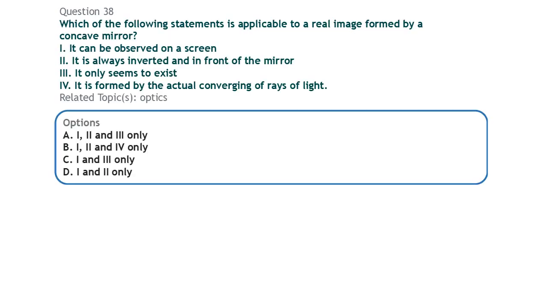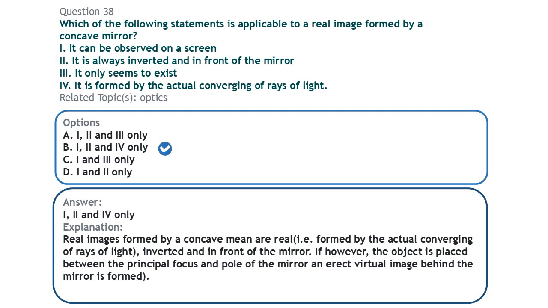Next, on optics, which of the following statements is applicable to a real image formed by a concave mirror? Alright, it can be observed on the screen. Why? Because the images formed by a concave mirror are real images, and real images are produced in front of the mirror. A concave mirror can be made to produce a virtual image. Alright, that is true. That is if you have the object between the principal focus and the pole of the mirror. However, in most cases, besides that, it forms a real image, so that image can be focused on a screen.